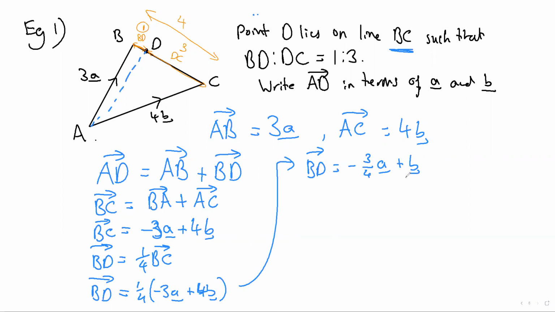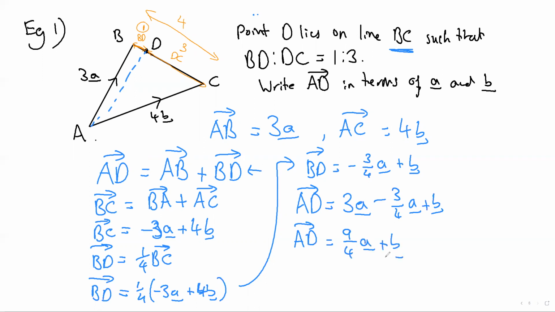Okay, so now that we know what BD is, we can put it back into our original equation that we were trying to figure out over here, and we'll get that AD is equal to AB plus BD. And we can tidy this up a bit to get 9/4 A plus B. And that is AD.